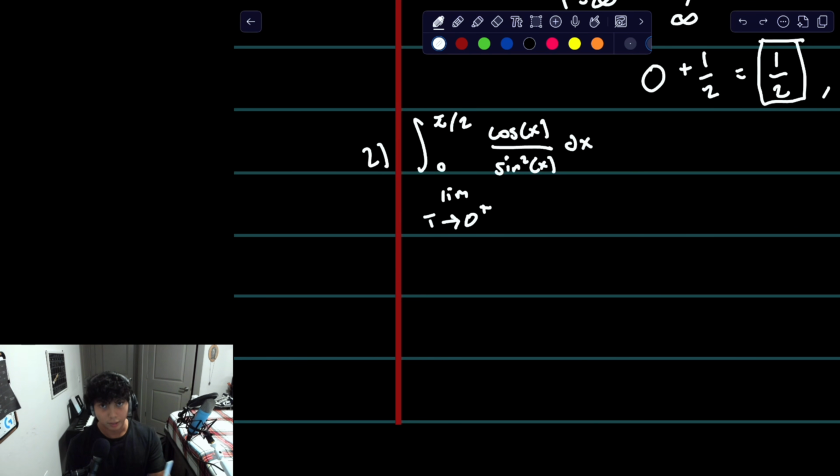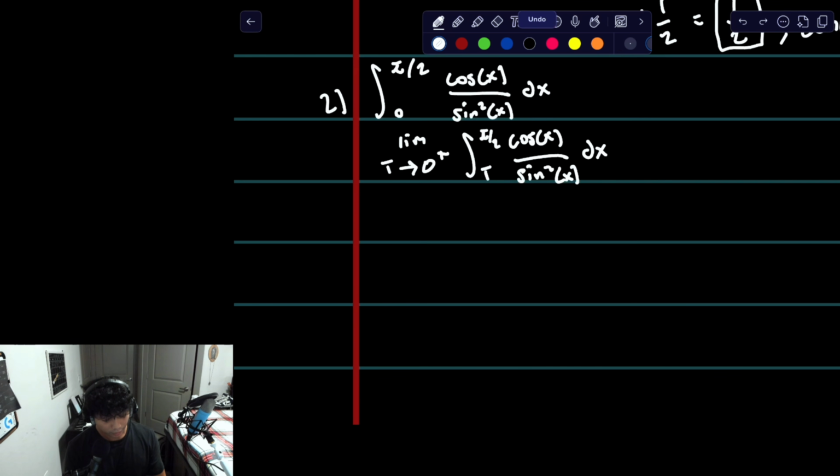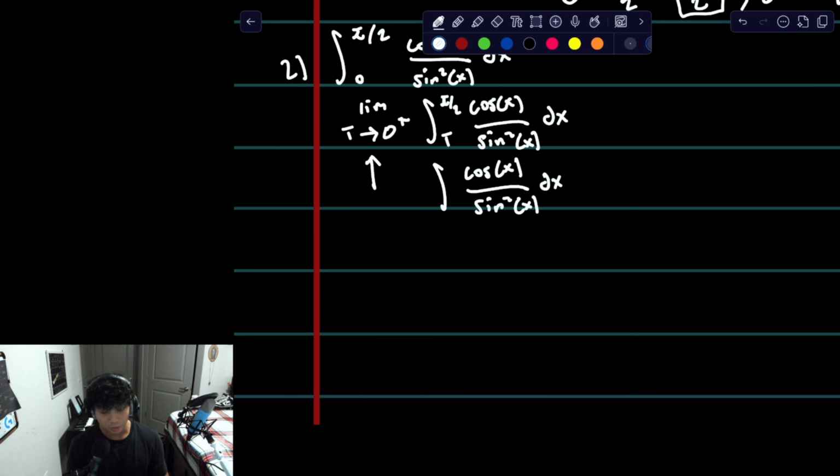So from 0 to pi over 2, you would use positive numbers to get to pi over 2. So we can write the integrand as cosine of x over sine squared x dx, from t to pi over 2. For now, we could just ignore this limit, but we will get back to it. So let's just evaluate the integral itself, which, assuming you know how to do a u substitution, I will just skip all the steps to end up getting negative 1 over sine of x plus c.